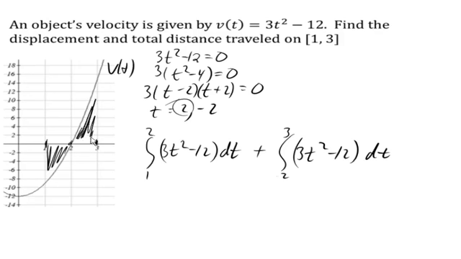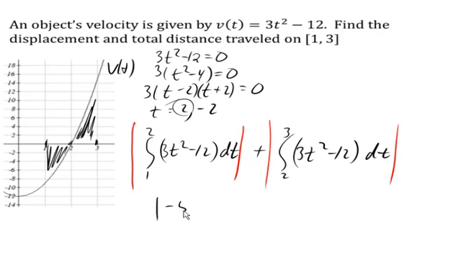So we just want to count this as a distance, so we are going to add some absolute values here to make this quantity positive. If you want to, you can add absolute values here too, even though they're not necessary for that particular function. Going through the calculations, it turns out that this integral is negative 5, and this integral here is 7.